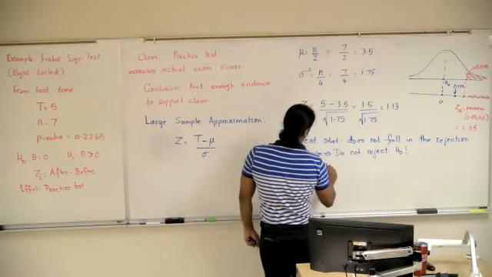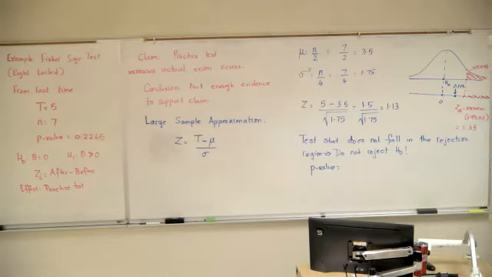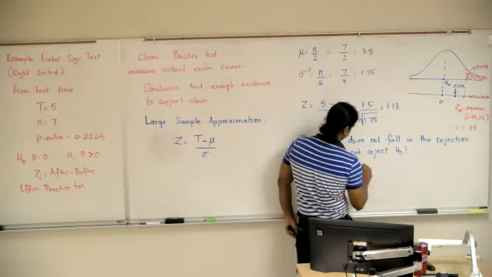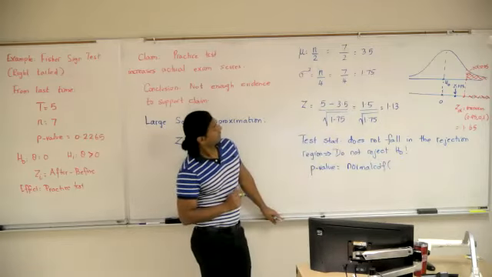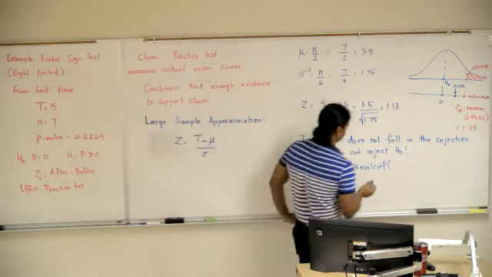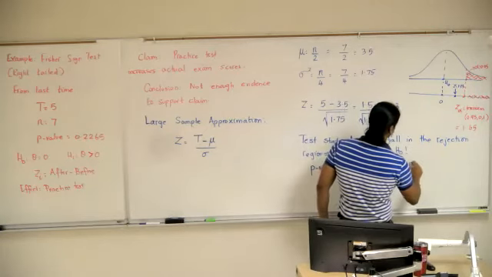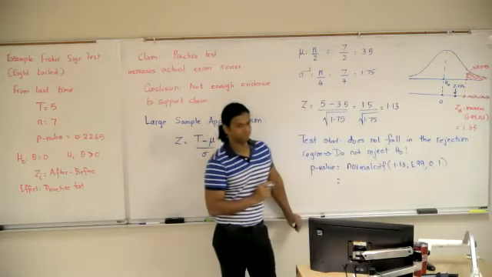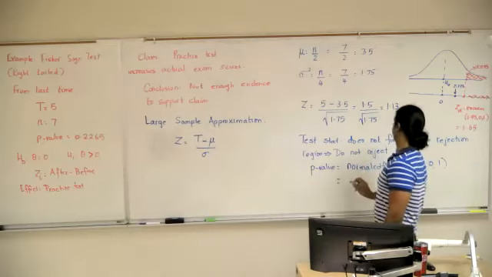And if we want to find the p-value, what function should we use? Normal CDF. Starting point 1.13, area above the test statistic. So E99, 0 and 1. What do we get? 0.1292.